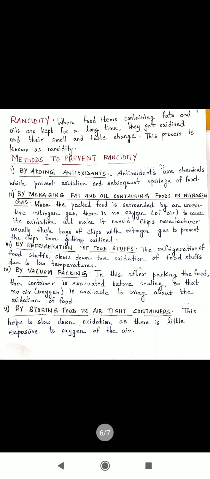Next, we'll see what is rancidity. When food items containing fats and oils are kept for a long time, they get oxidized and their smell and taste change, and this process is called rancidity. There are different methods by which we can prevent rancidity, that is, we have to prevent the process of oxidation. Number one is by adding antioxidants. Antioxidants are substances which prevent oxidation and hence subsequent spoilage of food.